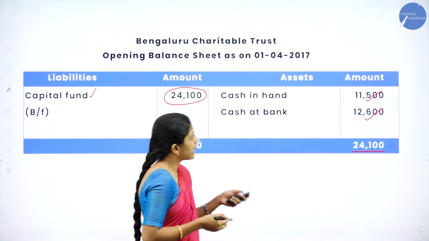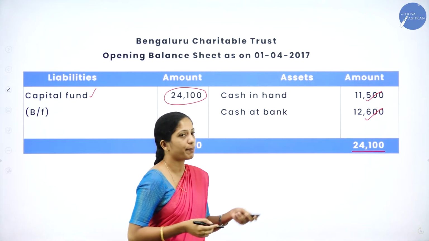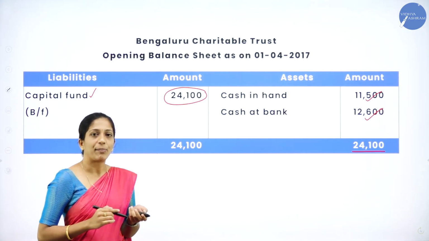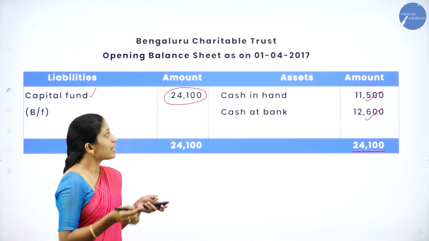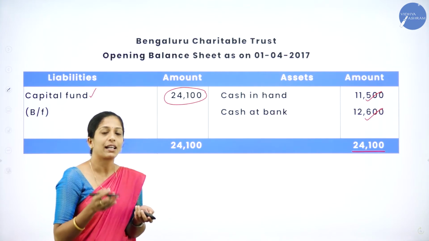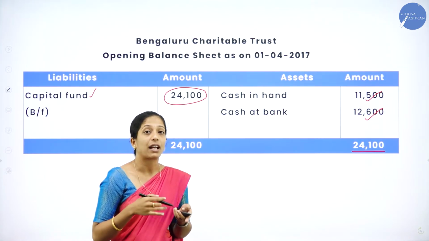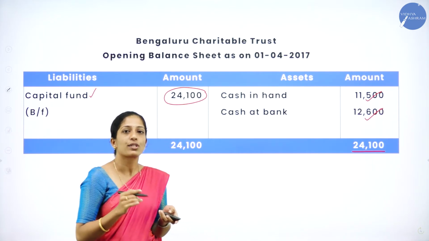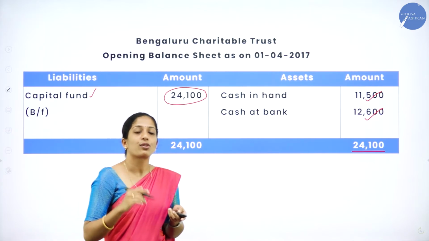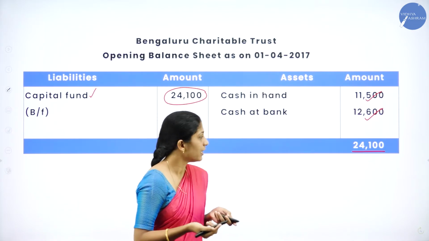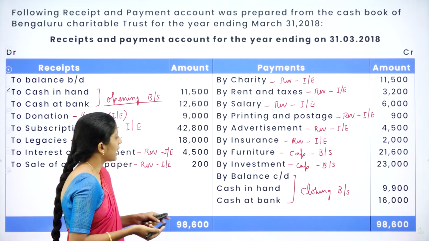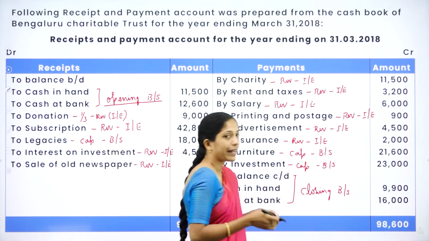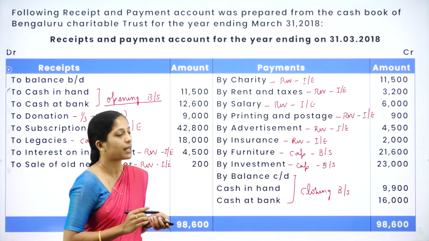Now we have cash in hand 11,500, cash at bank 12,600. Are you going to record the same amount? No. Why? Because it is the opening balance sheet, with opening cash in hand as well as cash at bank. So we have to record closing cash in hand and closing cash at bank in the closing balance sheet. Where do we get the closing cash in hand and closing cash at bank? Go through the receipt and payment account. Here there is closing cash in hand and closing cash at bank. So we'll record the same amount in the closing balance sheet.